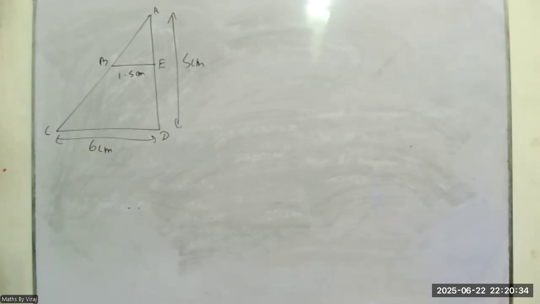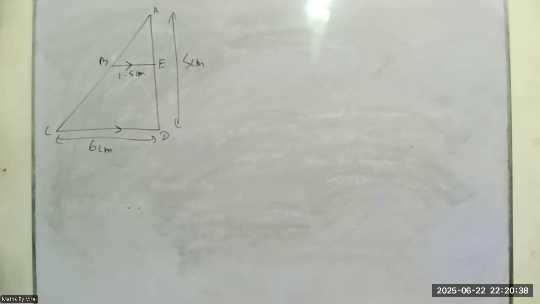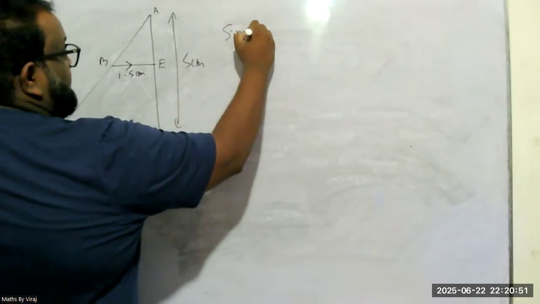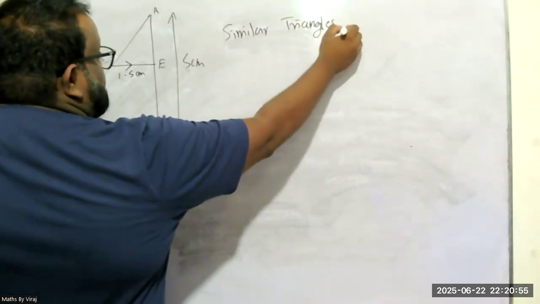BE and CD are two parallel lines. CD is here. Calculate the length of ED. How do we calculate the length of ED? These are two similar triangles. Yes or no? These are two similar triangles.